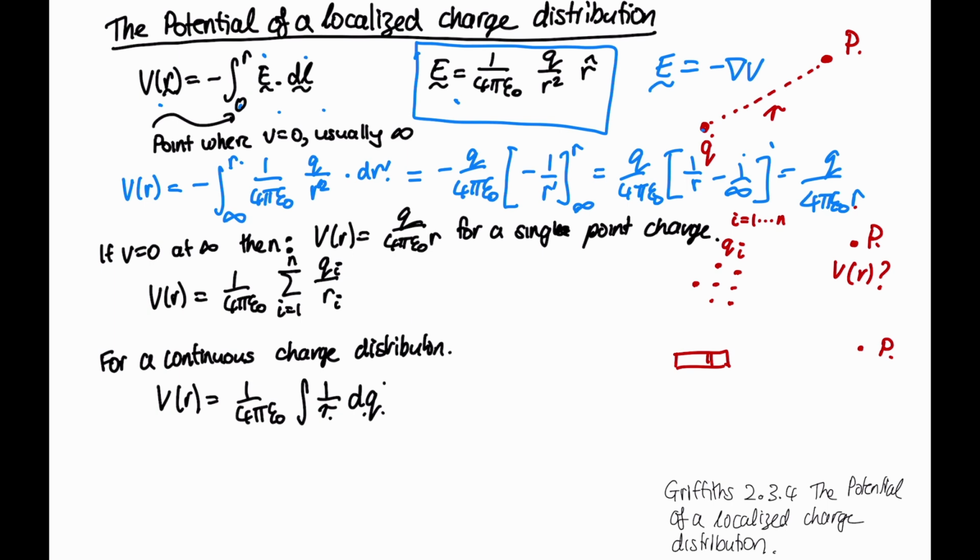So when we have a volume charge distribution, we can use dq, but the amount of charge at this position is given by the charge density at this position times the volume of that position there. So we can also write this as 1 over 4 pi epsilon naught times the integral of 1 over r times rho of r dv. I'm using dv, whereas Griffiths uses d tau, but they're the same thing.